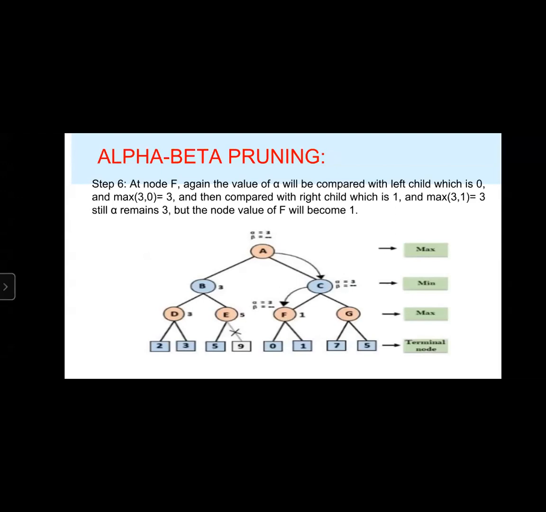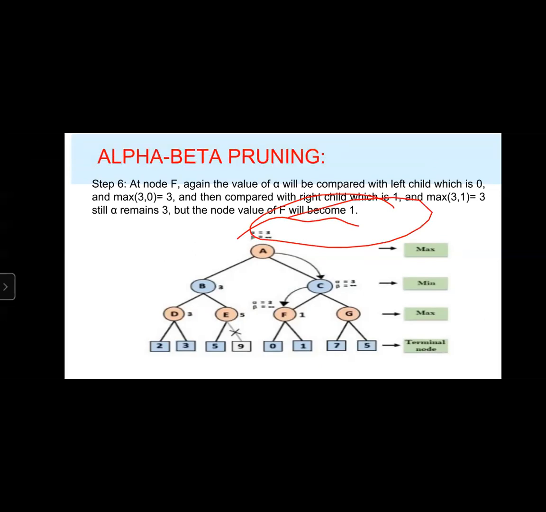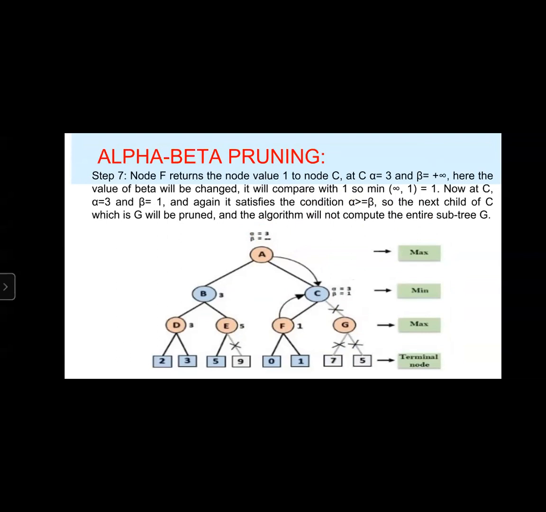And step 6. At node F, the value of alpha will be compared with the left child, which is 0, and max of 3 comma 0 equals 3. Then it is compared with the right child, which is 1, and max of 3 comma 1 equals 3. Alpha still remains 3, but the node value of F will become 1. This is step 6.